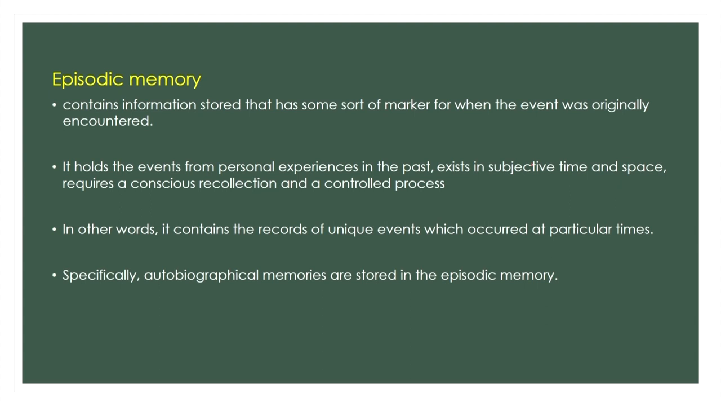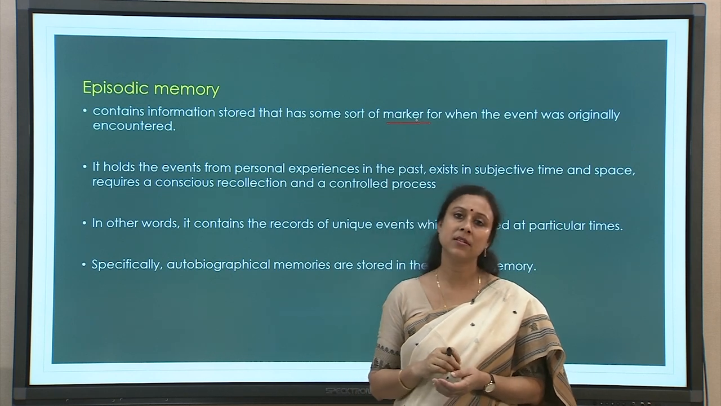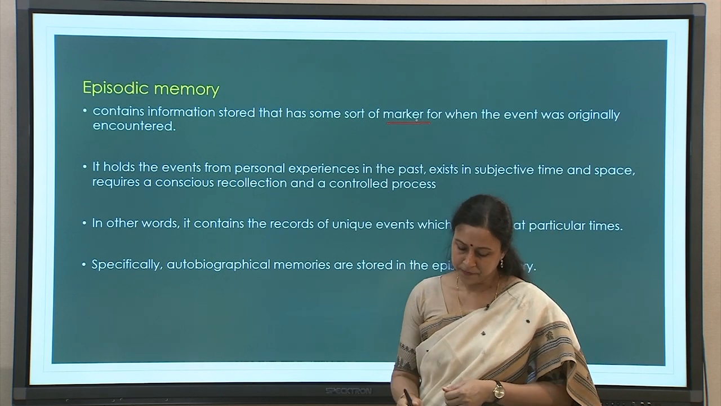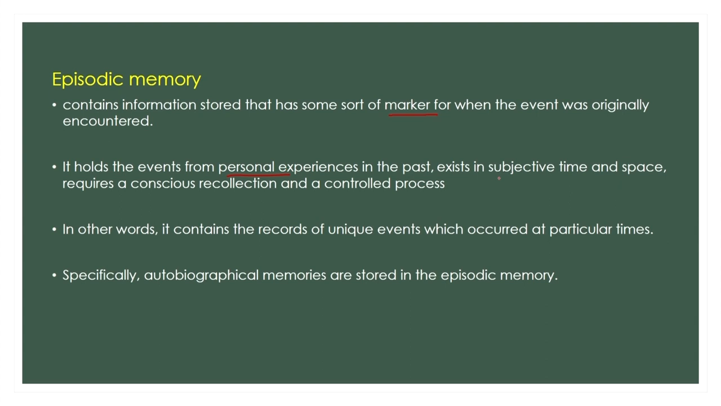So let's go slightly more into detail on what we have already said. So this contains information stored that has some kind of a marker for when the event was originally encountered. What we mean by markers is all the pointers: the people involved, the event itself, the context of the event, the emotions that were felt, and what happened after that, all of that. So personal experiences in the past exist in subjective time and space and require a conscious recollection and controlled process. Okay, so this is a conscious part of it. That is why this is part of explicit memory, and it needs a controlled access to it.